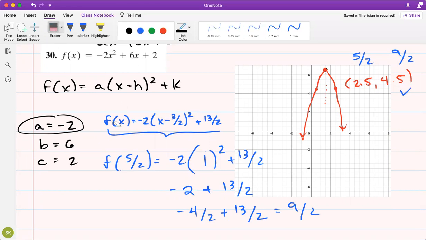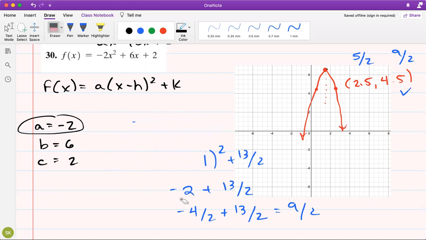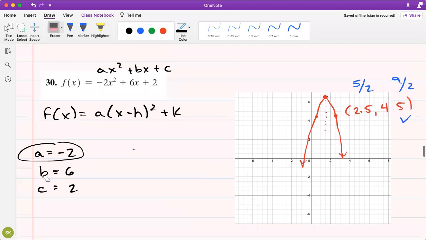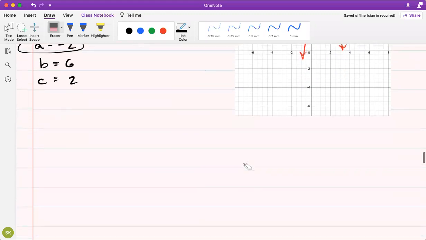Transformations of graphs is not easy, especially when the a value is not equal to 1. That's when it gets tough because you have to stretch your graph. So I don't think the best way to graph this is using transformations of graphs. What I think is the best thing to do is just to find the vertex, find the axis of symmetry, and determine if your function is pointing up or down. And then you just need to find one more point, and from the axis of symmetry, you can find another point in the graph, and then you can graph this thing. So that's what we're going to do in the next few problems.